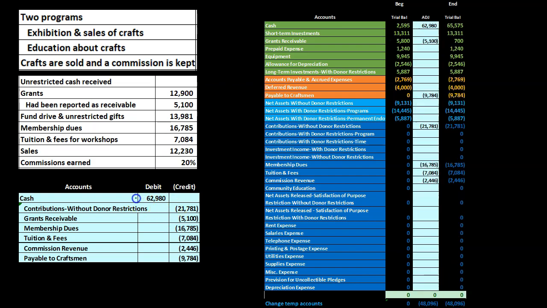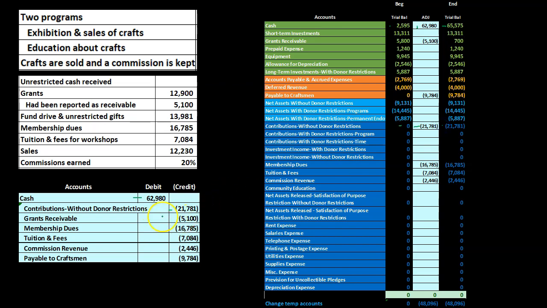So we've got the cash. Cash is going to be up top. Cash is a debit balance account. It starts at a debit. It's increasing in the debit direction to the 65,575. Then we got the contributions without donor restrictions. It was at 0. That's kind of like our revenue account. It's going up in the credit direction. That's not going down in the hole. That's going up in the credit direction to that 21,781.